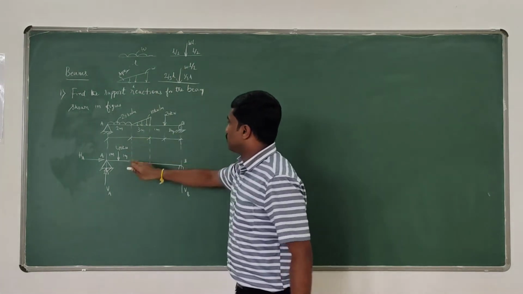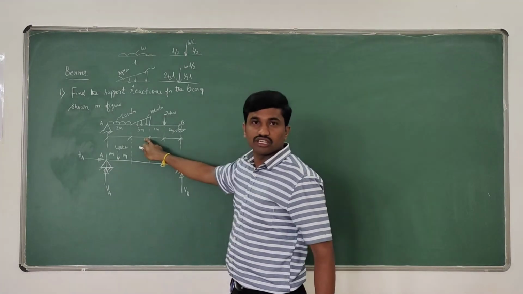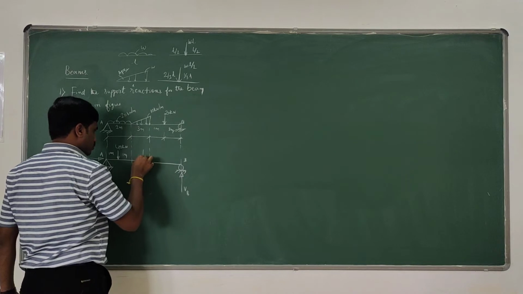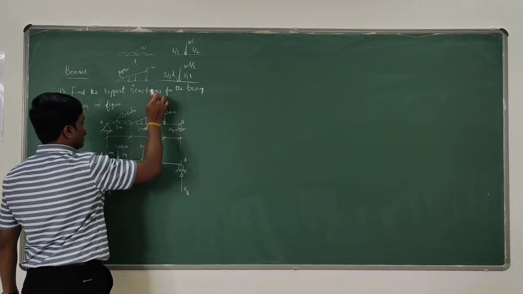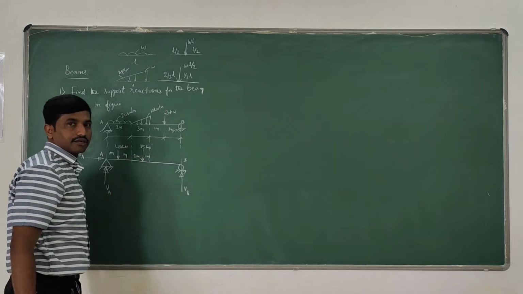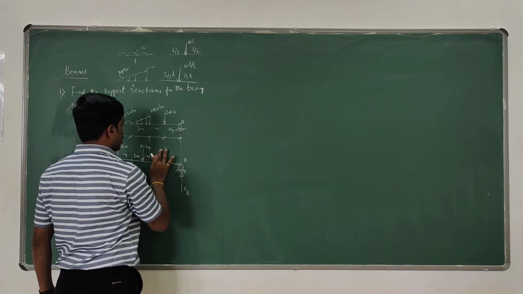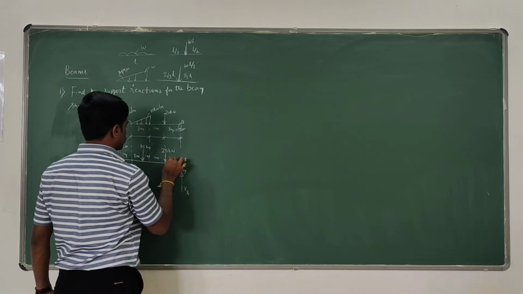Using this concept, the load is 10, the length is 3, 10 into 3, 30, 30 by 2 is 15. So 15 kilonewton. 2/3 of L, 2 by 3 into 3, is 2 meter, and the remaining is 1 meter. The point load we keep as it is: 20 kilonewton, 1 meter, 2 meter.